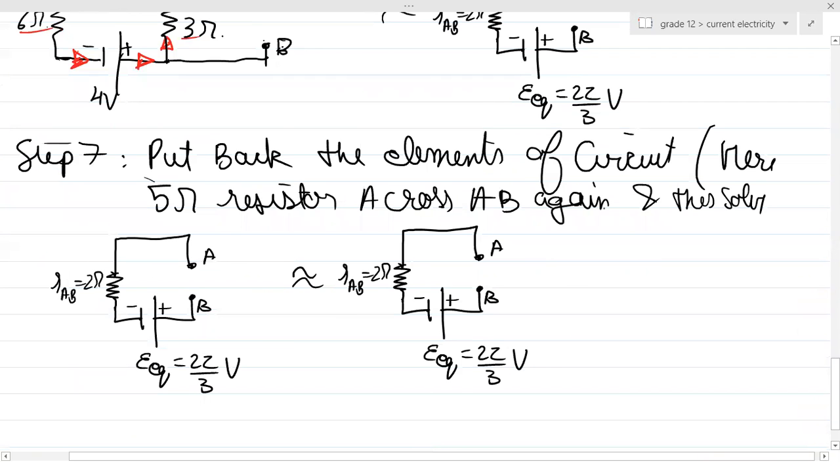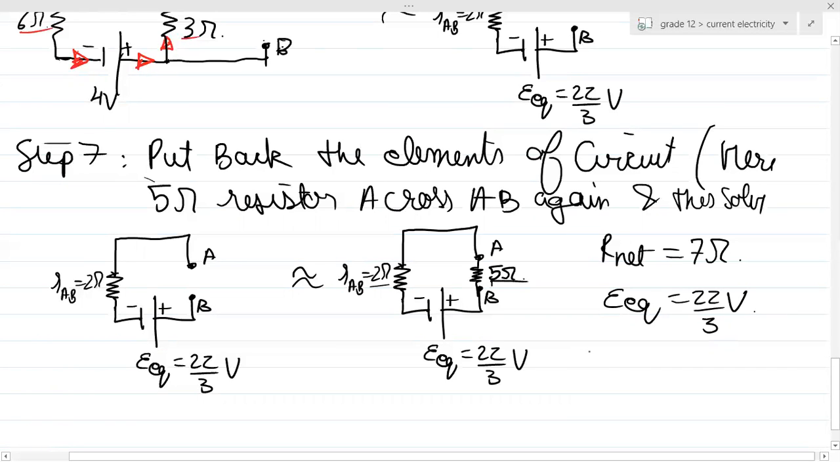So guys, what will you do after this? You'll just connect this 5 ohm resistance back. And can you see, then after this you need to solve. 5 ohm, 2 ohm, what is the net resistance? 7 ohm. And E equivalent is 22 by 3 volt. So basically what will be the current? Current will be 22 by 3 divided by 7, and that will be 22 by 21 ampere. Answer. Is this clear, guys?